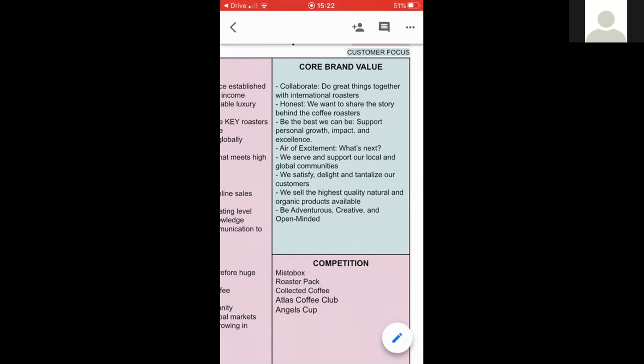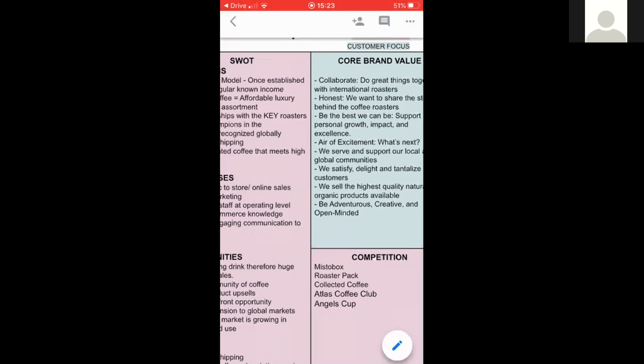And you can Google this and have a look at what other companies are saying and start to put your list together. And again, be honest and don't take on too many core brand values. I'd rather you have two core brand values than have 10 that are wishy-washy. So whatever you've got there, they have to be really strong core brand values for your business.